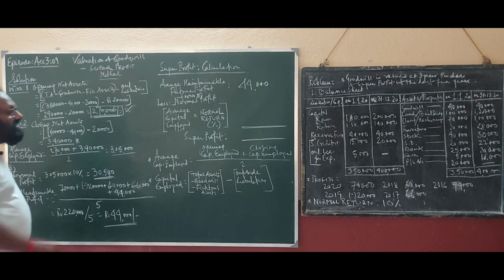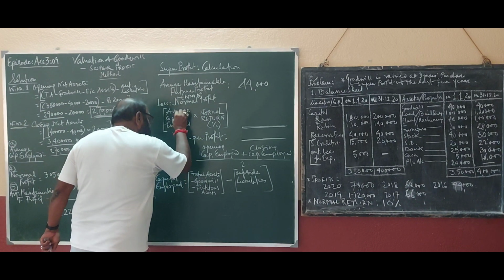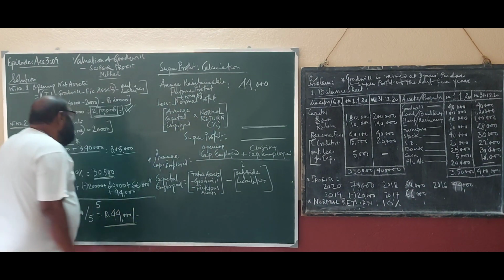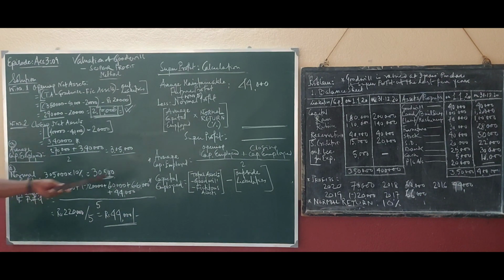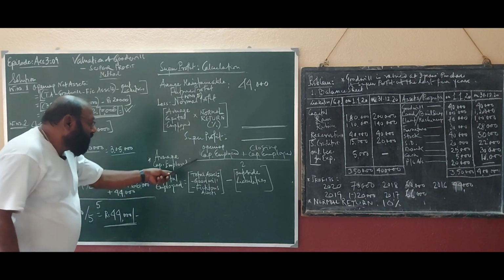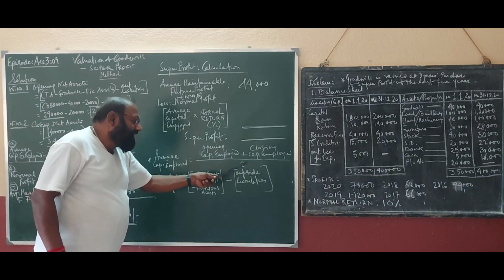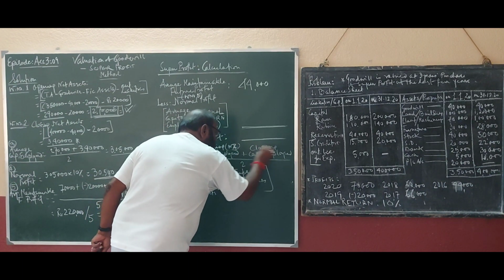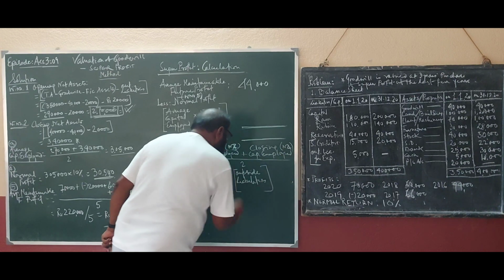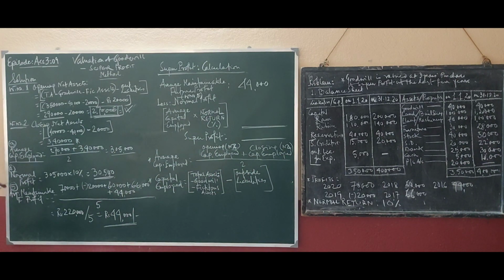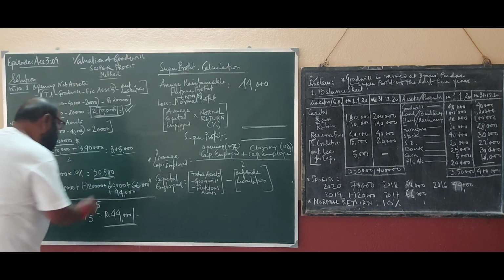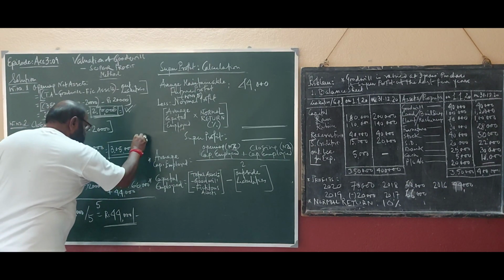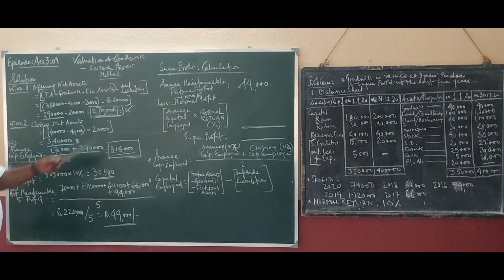Clear? Now what is the concept? Normal profit is equal to average capital employed into normal return. Then what is the average capital employed? Average capital employed is equal to opening capital employed plus closing capital employed divided by 2, or opening net assets plus closing net assets divided by 2. Opening net assets is 2,70,000. Closing net assets how much? 3,40,000 divided by 2. So it is 3,05,000. That is our average capital employed. Clear?